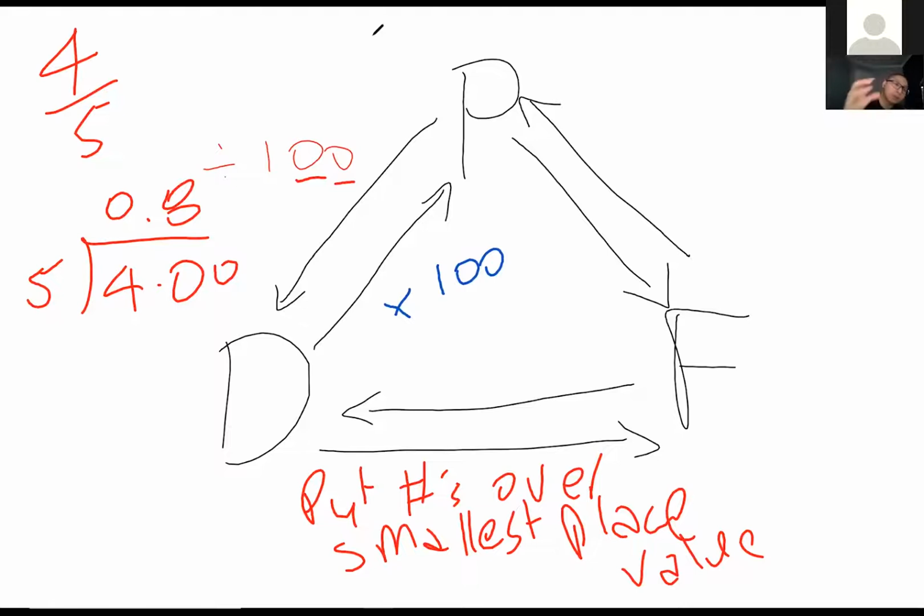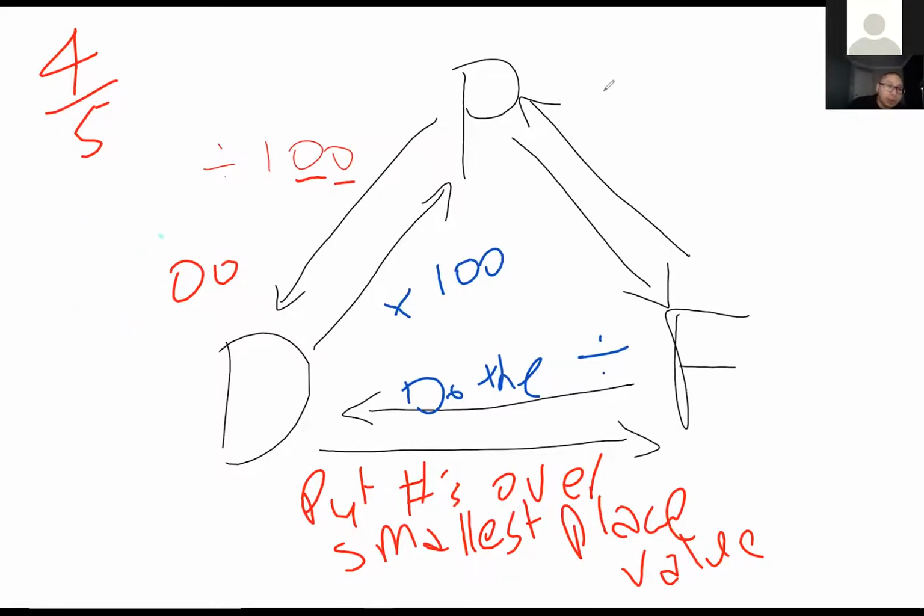So one way of converting from a fraction to a decimal is just to do the division. One other way that you can do it, and this other method only works for certain fractions, is if you've got a denominator in your fraction that can multiply to 100, right?